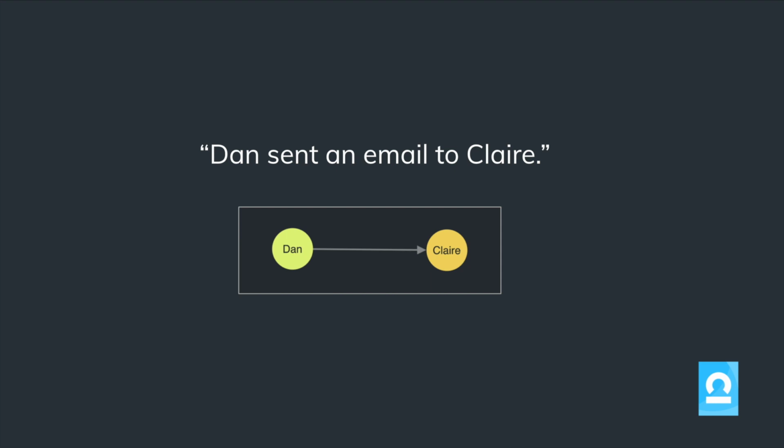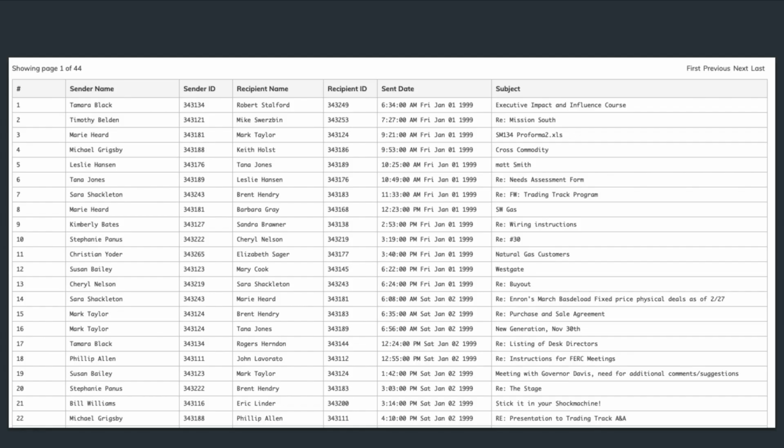So what happens when we scale this up? Here is one of 44 pages of emails, and each one of these rows represents an email that has been sent from one person to another.